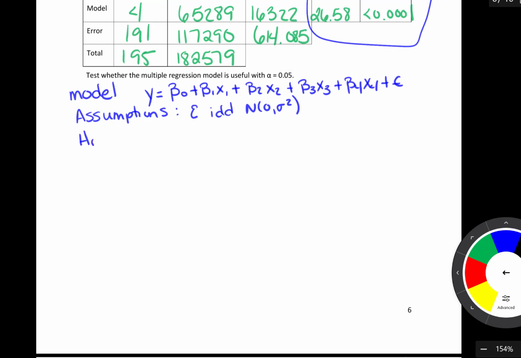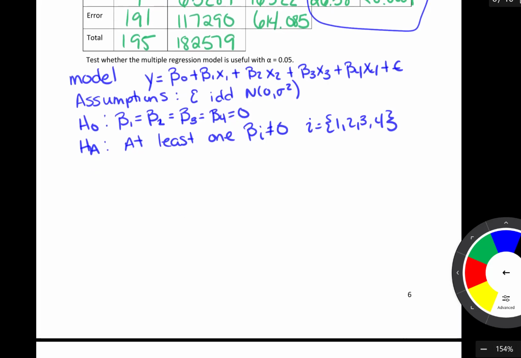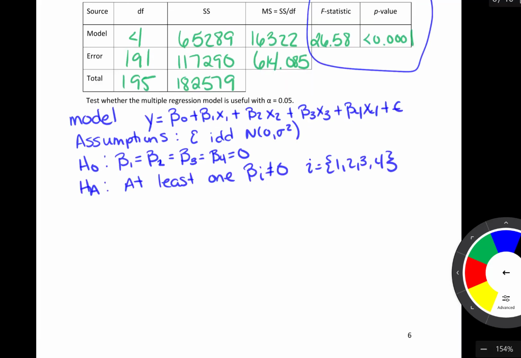All right, so we're going to write out what our hypotheses are. For the model utility test, when we're looking at multiple regression, under the null we are assuming that all of our parameters, with the exception of the intercept, are equal to 0. And then under the alternative, we're trying to prove that at least one of these is non-zero.